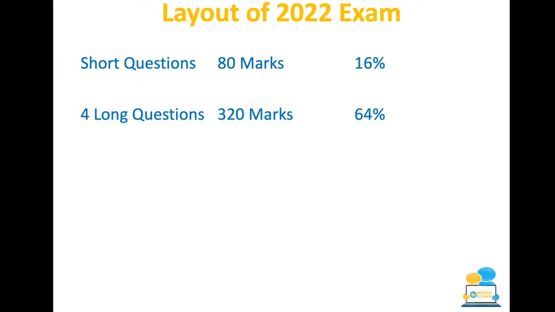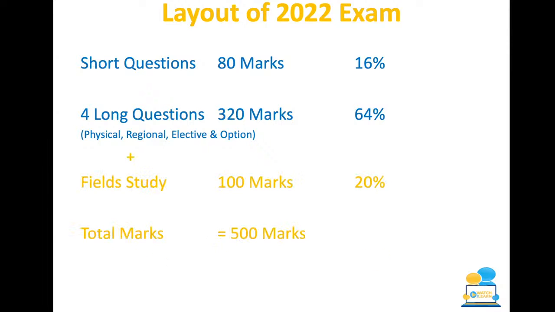Just coming back to the layout again of the 2022 paper. So you've got short questions, 80 marks, it's worth 16%, and then you've got the 4 long questions, 320 marks, it's 16% by 4, so it's 64%, and they consist of your regional, your physical, your elective, and your option. And 2 of those questions can be from the 1 section, which is fantastic for you guys sitting the 2022 geography paper. Your field study then is 100 marks, it's worth 20%, and that's going to bring it up to 500 marks in total then.